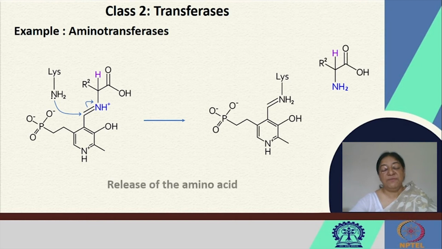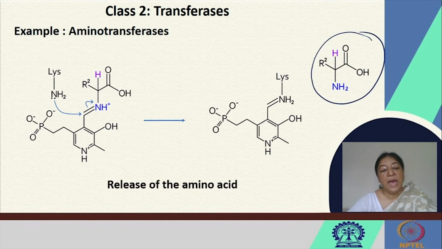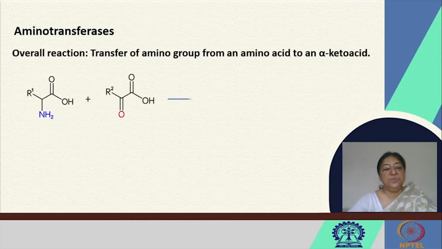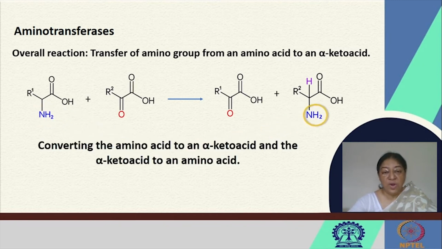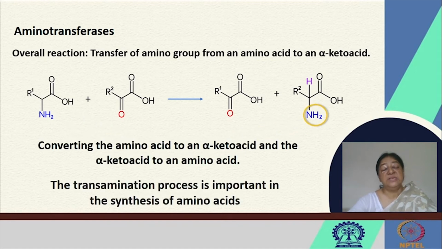We will now have the amine transferred to the R2 group and this will release the amino acid. So the overall reaction has been the transfer of the amino group from an amino acid to an alpha keto acid, and this is the overall reaction, and this process is extremely important in the synthesis of amino acids, which is understandably so considering that we have a transfer of an amine group.